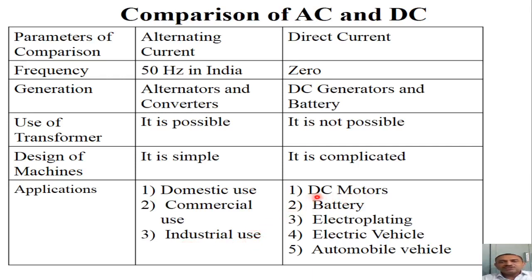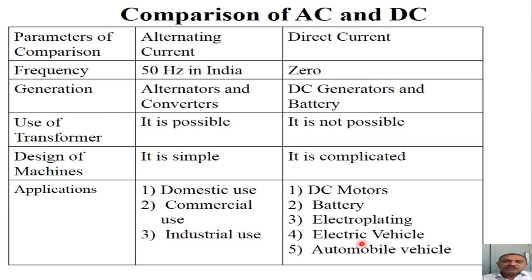Now the DC currents are used in the DC motors, then in the batteries, then to do the electroplating, the DC current is required. In the electric vehicle, we use the battery, and battery produces the direct current. So electric vehicles operate on direct current supply systems. Then every automobile vehicle will have a battery inside it because it is required to operate the illumination, lighting and other controls for which the DC is more suitable. In this way we can compare the alternating current and DC currents.